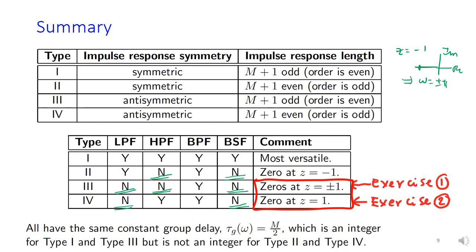We have seen it already, and this m by 2 will be an integer, of course, when your m is even, or m plus 1 is odd, which is the case for type 1 and type 3 systems, but not an integer for type 2 and type 4. Hope you are clear. This is a key slide summarizing the entire stuff.